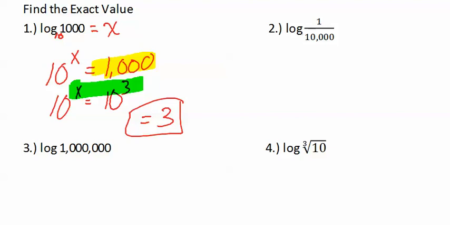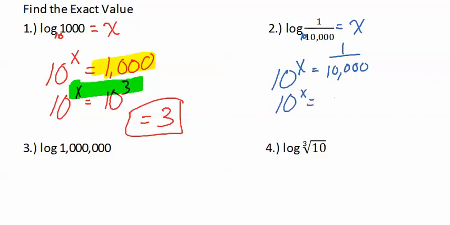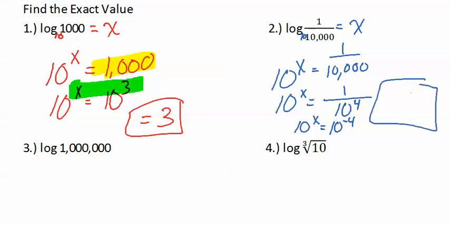In example number 2 with the base of 10, this one would become 10 to the x equals 1 over 10,000. We're going to change the 10,000 into 10 to the fourth, and to get it out of the denominator, we change it to 10 to the negative 4. So in this case, log of 1 over 10,000 evaluates to negative 4.